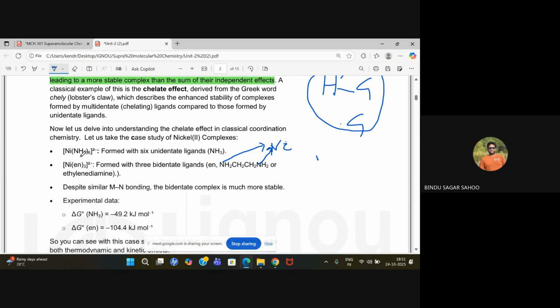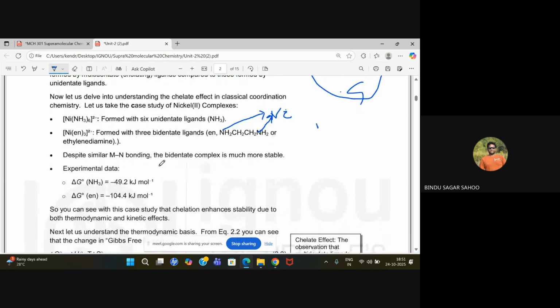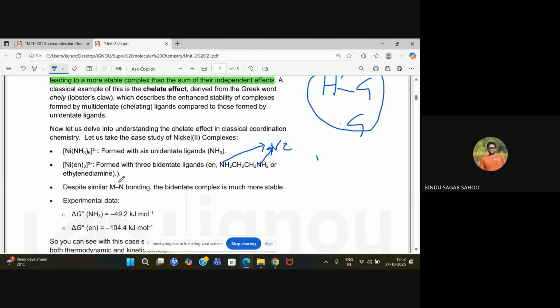So it's mentioning here [Ni(NH3)6]2+. That means six ammonia provide six donor sites, and in [Ni(en)3]2+, ethylene diamine also provides six donor sites, because en is a bidentate ligand and each ligand provides two donor sites to the nickel atom. So he's mentioning that despite the similar M–N bonding, that means in [Ni(NH3)6] nickel makes a coordination bond with nitrogen, and in [Ni(en)3] nickel is also making a coordination bond with the nitrogen donor atom. So what is the difference?